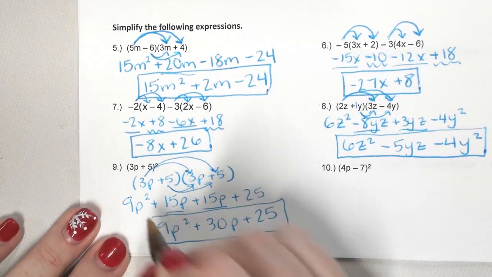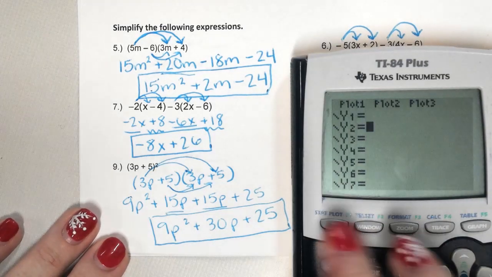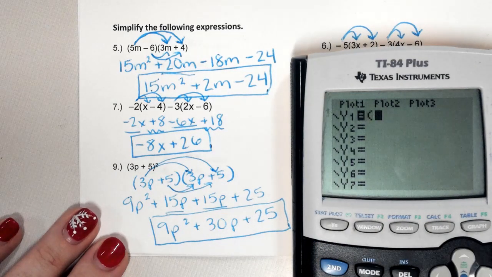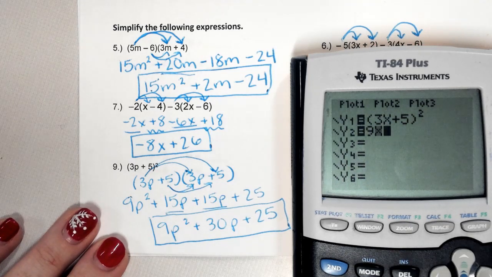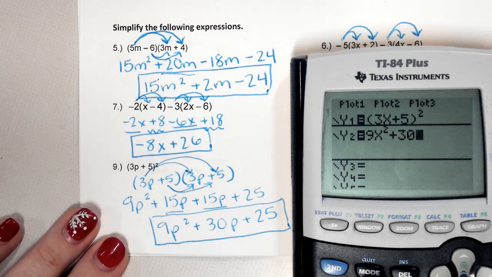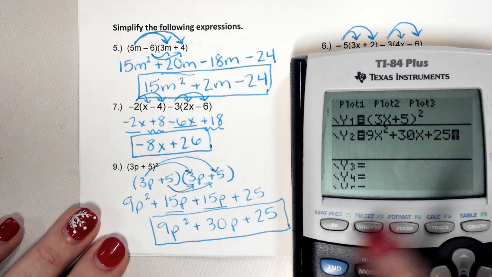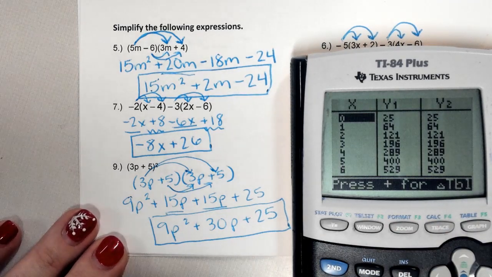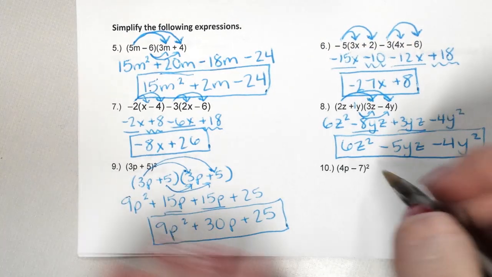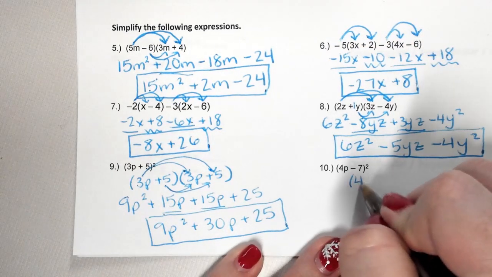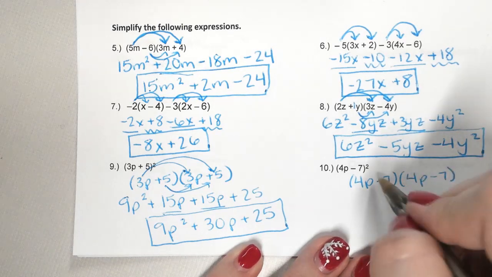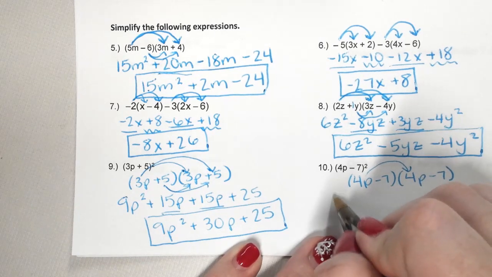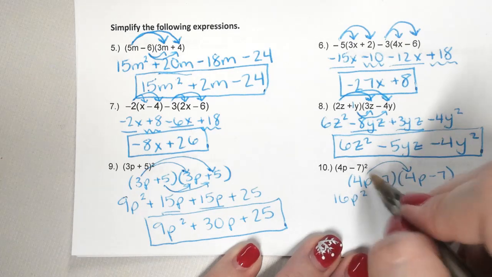And again, you could check your work just like we did before. Type what was given to you, 3x plus 5 squared, and then 9x squared plus 30x plus 25, and we did it correctly. So we're going to do it one more time. 4p times 4p is 16p squared.